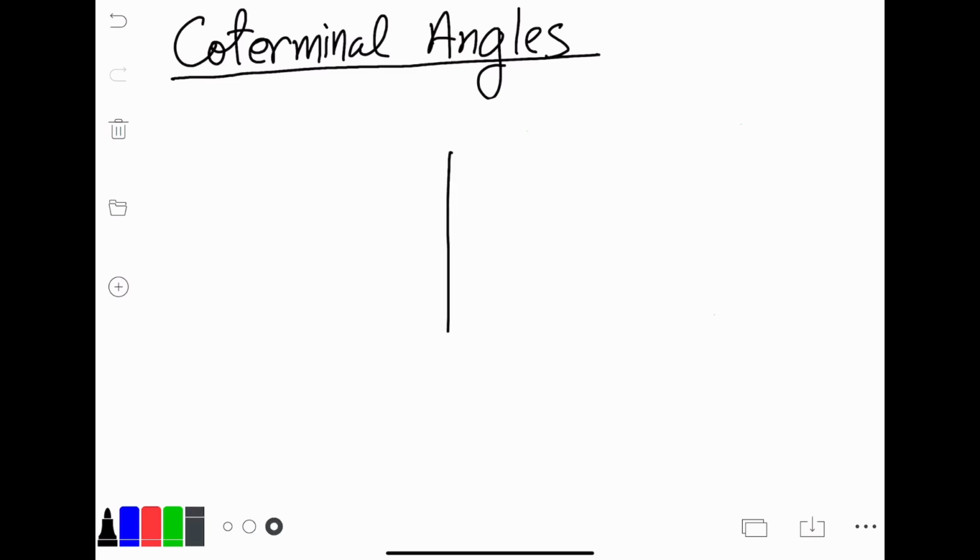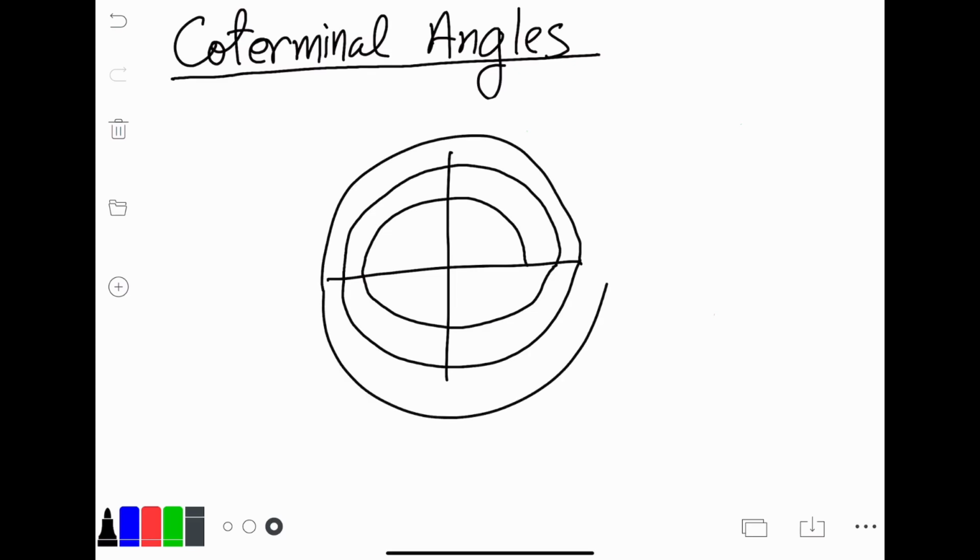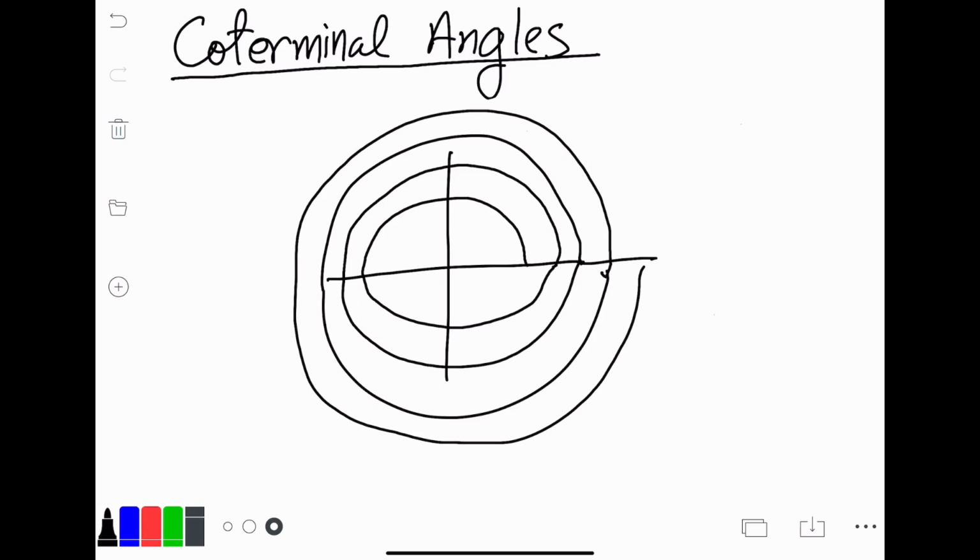So let's take, for example, here. Let's trace out an angle. Here we get pi. This is 2 pi. That's 1 full revolution. Then here we have 3 pi, 4 pi. 4 pi is the second revolution. 5 pi, 6 pi. 6 pi is the third revolution. And so on and so forth. The angle just keeps getting bigger and bigger and bigger.